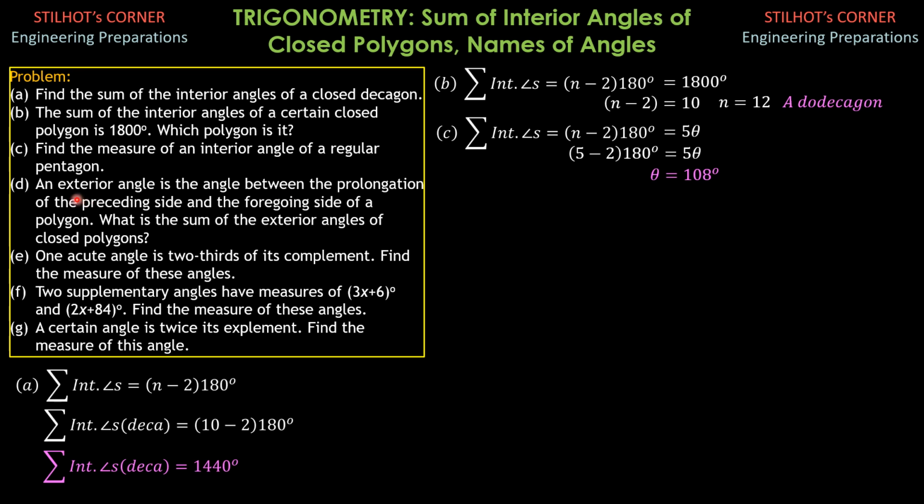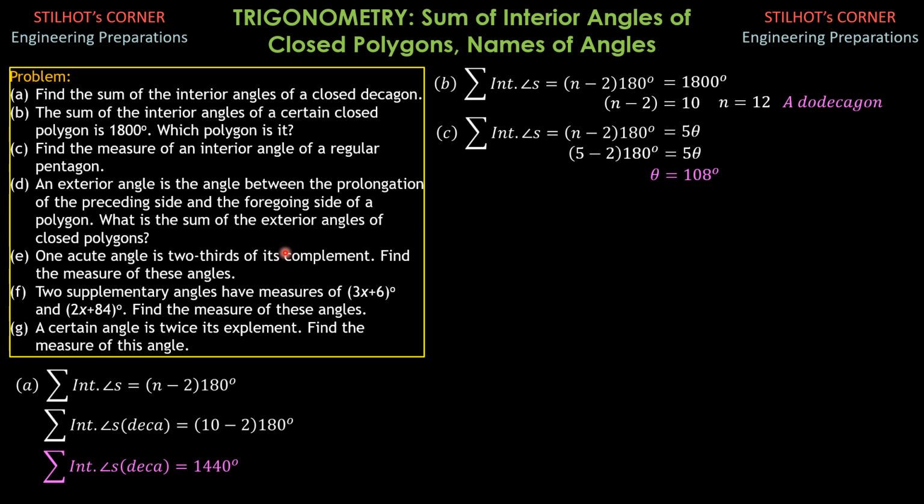D, an exterior angle is the angle between the prolongation of the preceding side and the foregoing side of a polygon. What is the sum of the exterior angles of closed polygons? So I want you to experience this, and because this sum is constant for any closed convex polygon. A convex polygon, by the way, is a polygon such that when sides are extended, will not cross the polygon.